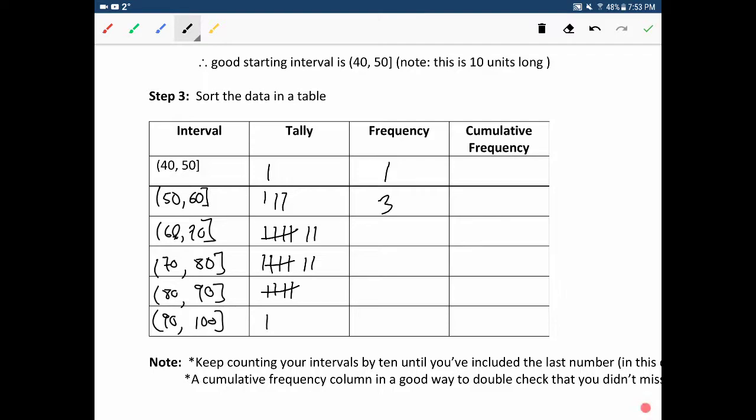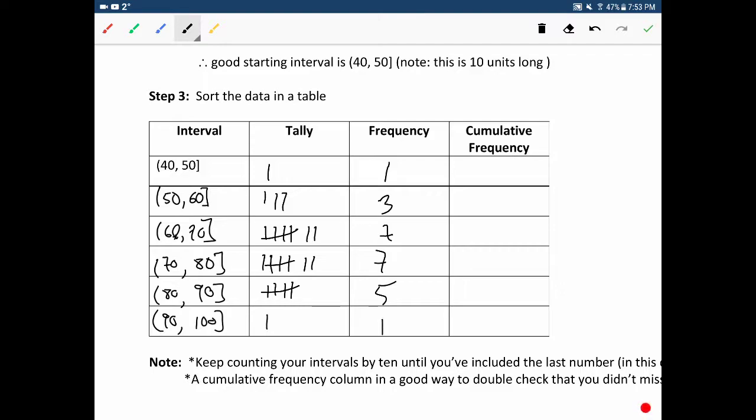And of course, you'll notice I started with the lowest interval that we had data in. If you look and there's nothing in the 30s, don't bother including the 30s. We'll take that into account when we draw the graph, but at this point, there's no point. So then anyway, we got 7, we got 7, we got 5, and we got 1. And hopefully I didn't make any mistakes there.